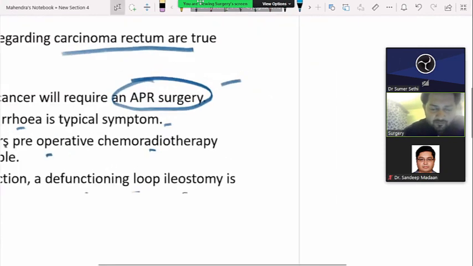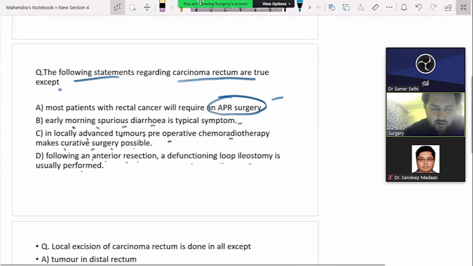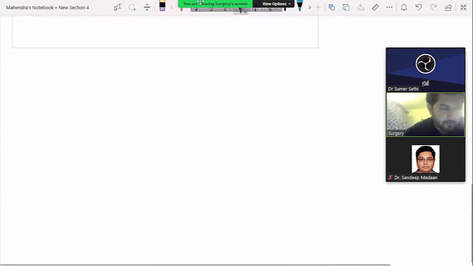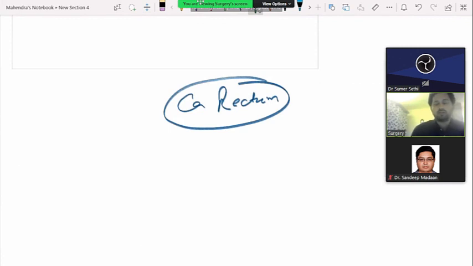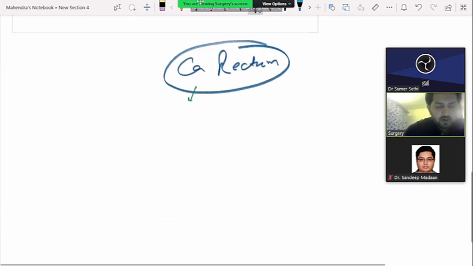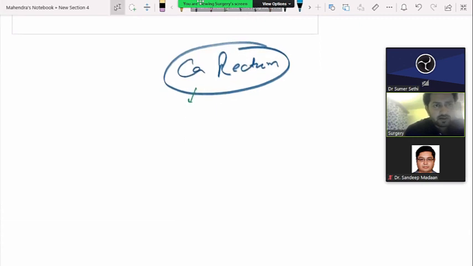So first let me tell you about carcinoma rectum, which is very common. In colorectal cancer, rectum is the most common site of cancer. I'm not going into the risk factors in detail, but there can be dietary risk factors like animal fat consumption and red meat consumption. There are hereditary risk factors like APC gene mutation leading to familial adenomatous polyposis, and HNPCC syndromes. Radiation can also be a risk factor.